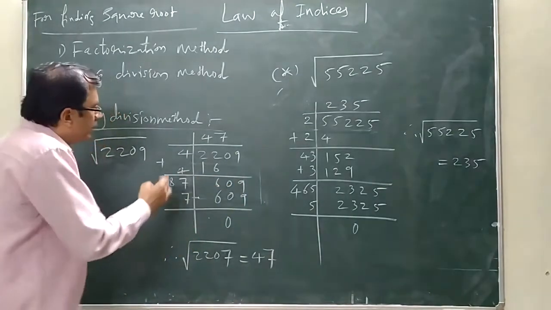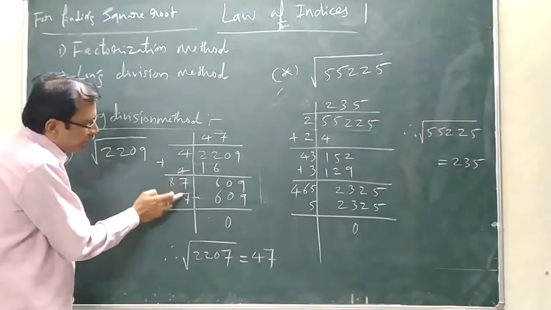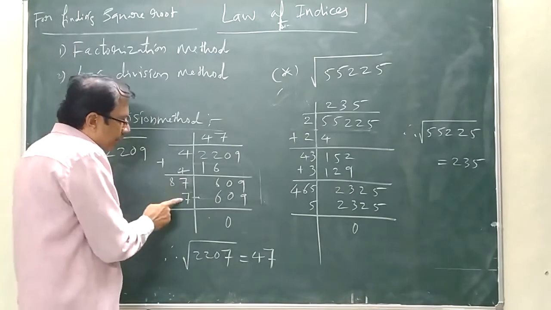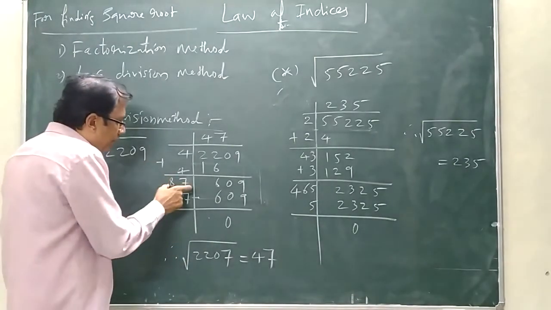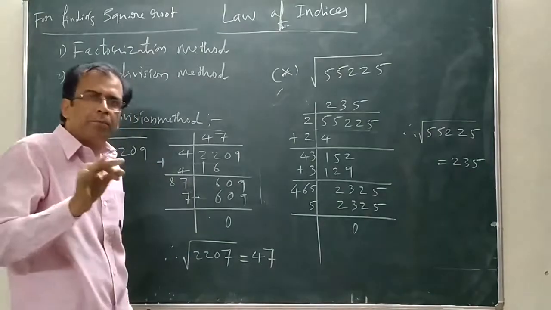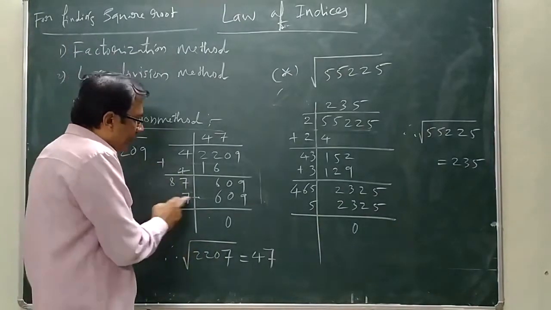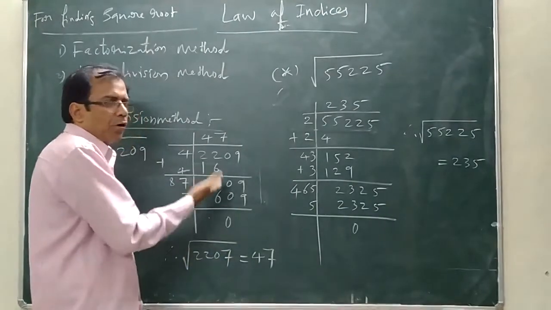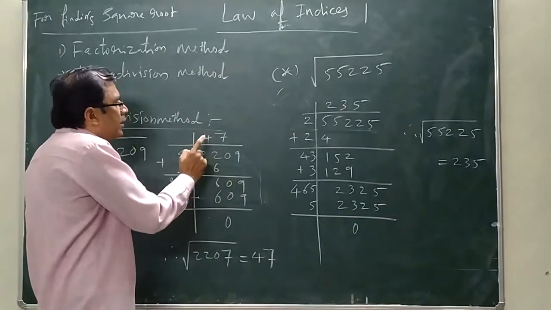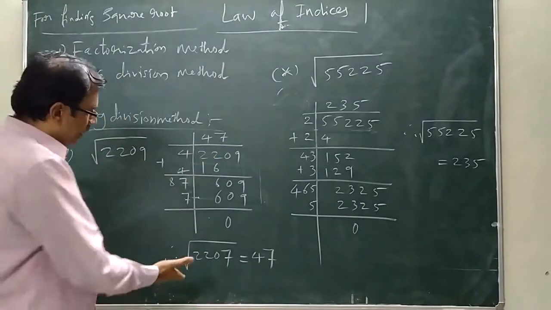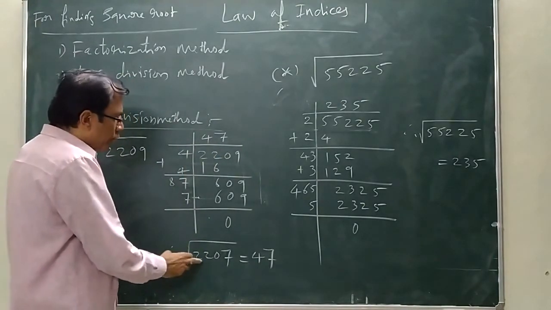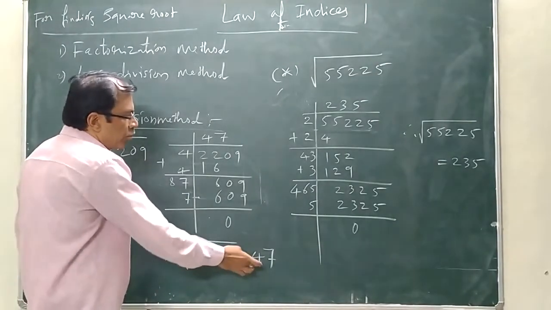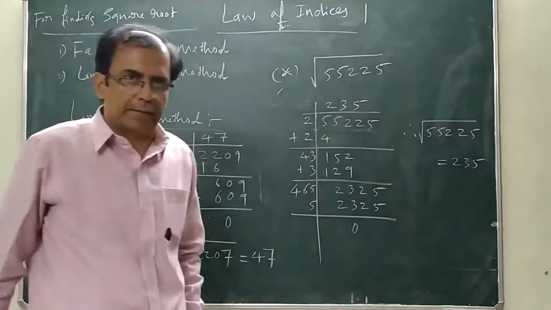Next step, after getting 8, again you have to take two numbers here, the similar numbers only, again 7 into 7, and it will become 87. The 7 will again be multiplied by the 87, and you are getting exactly 609. And this is the end of this problem, and the answer is 47. Therefore, the square root of 2209 is equal to 47.